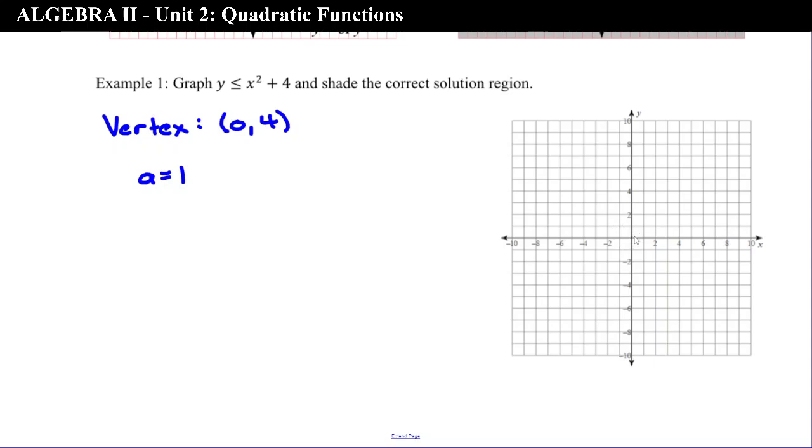So our vertex is at 0, 4, so that happens to be here. And then we are not compressed, we're not stretched, and we know we're concave up. So we're going to go over 1, up 1, over 2, up 4, and we can reflect this across our axis of symmetry. Since we have an equal to portion, then we can draw this with a solid line rather than a dashed line. And so we'll end up with something that looks like this when we graph the parabola.